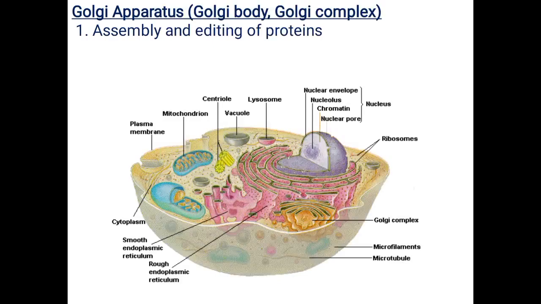Then Golgi apparatus. These are also called Golgi bodies or Golgi complexes. They contain many parts like cisternae, tubules, vesicles, and vacuoles. These are all subparts of the Golgi apparatus. They are mainly helpful in the synthesis of proteins.